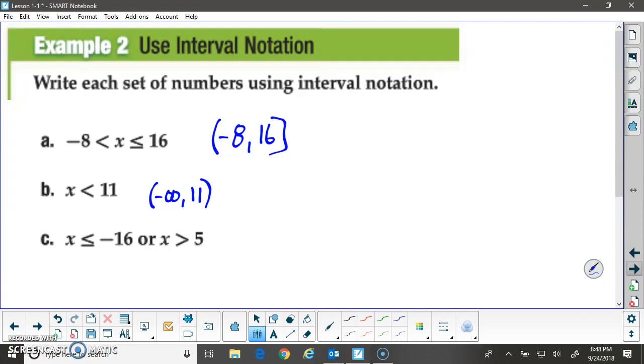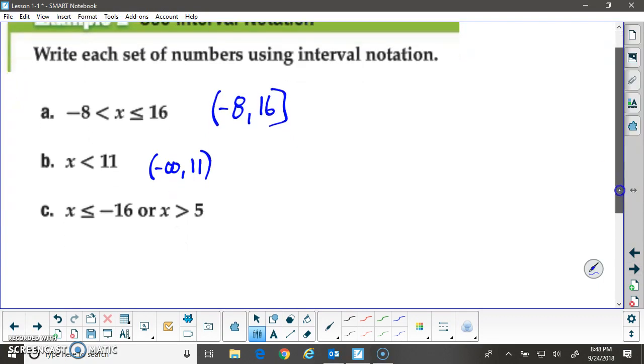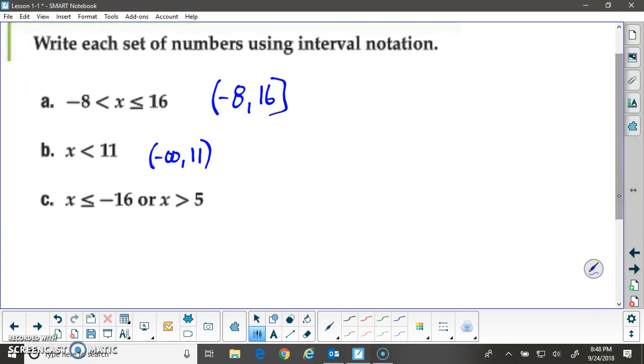Okay. Example C here, we've got 2 different sets. We've got x less than or equal to -16, and we also have x greater than 5. So we're going to have to use a union on this. All numbers less than negative 16 or equal to it would look like that, unioned with all numbers greater than 5. So we have two separate regions to satisfy this set of numbers.